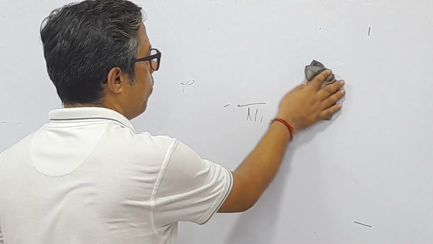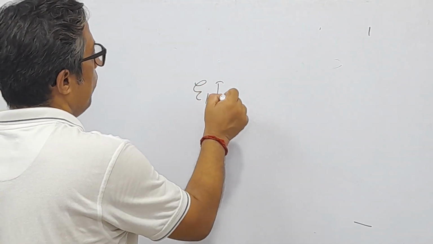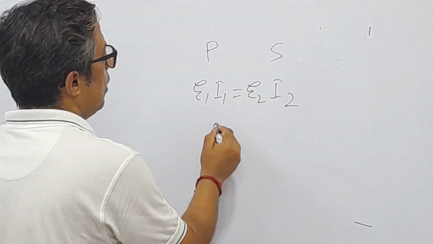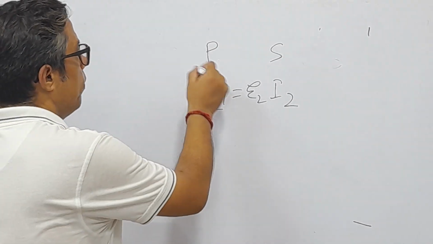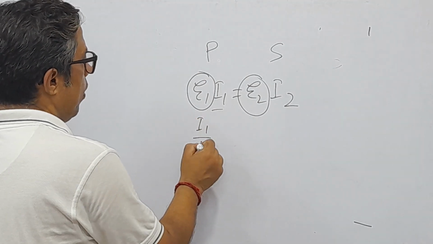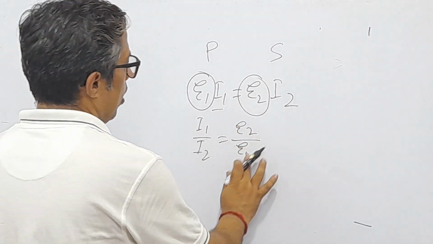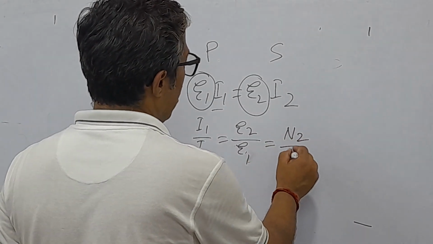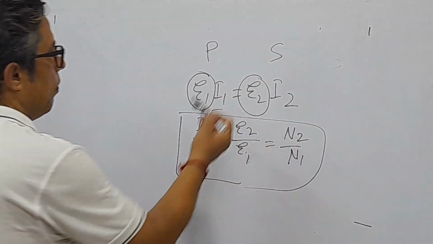And one more part is that the power will be the same from primary to secondary. That means EMF into current for the primary is equal to that of the secondary coil. This is the current in the primary, this is the current in the secondary, and this is the induced EMF in the primary and the induced EMF in the secondary. So here we are getting I1 by I2 is equal to induced EMF 2 by 1, or N2 by N1. This relation comes from here only.